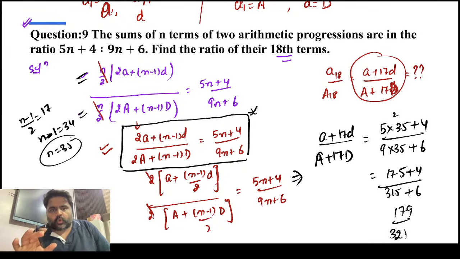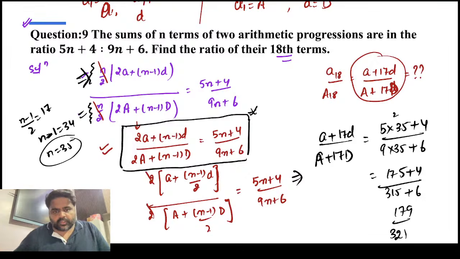The ratio of the sum of two arithmetic progressions. The formula for sum is this. This is the sum for the first series and this is the sum for the second series. We are talking about the ratio, that's why we have divided the terms.